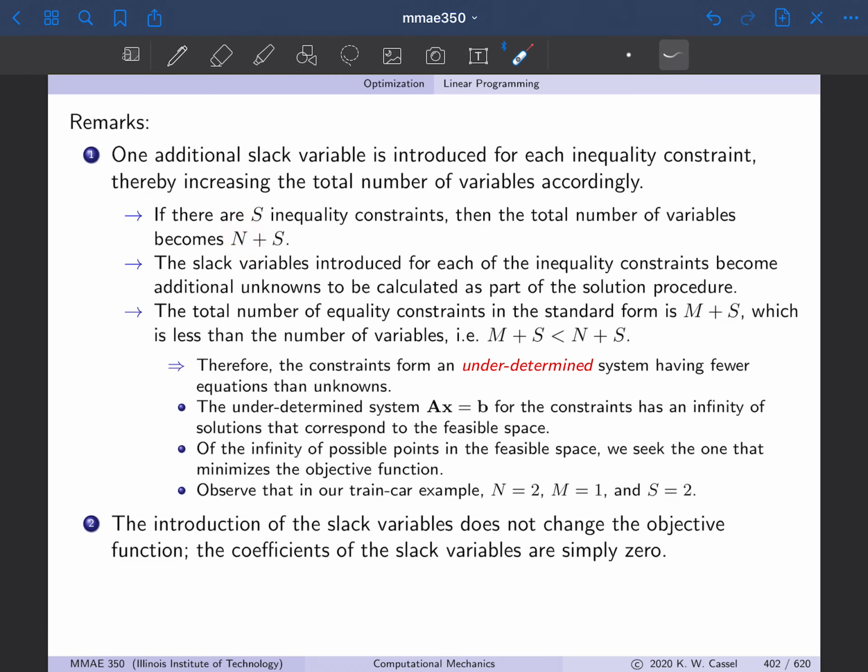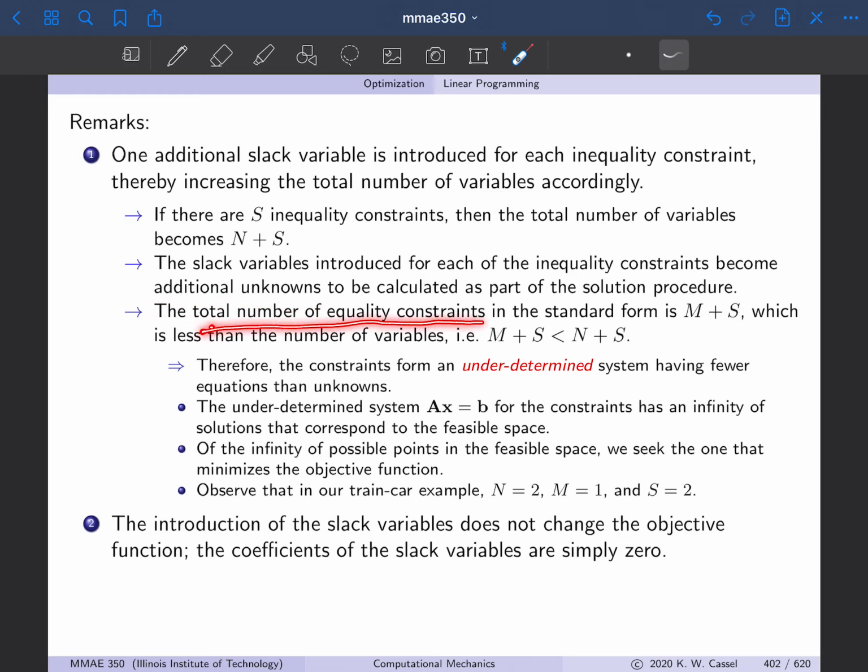So the original number of design variables was N, and S is the number of inequality constraints. So the total number of variables now is going to be N plus S: the original number of design variables, plus the number of slack variables that we had to introduce to convert each of the inequality constraints to equality constraints. So the price we pay, in effect, for having inequality constraints is that we have to introduce a new variable, and that makes our problem bigger each time we do so. The slack variables become additional unknowns. That's what makes the problem bigger.